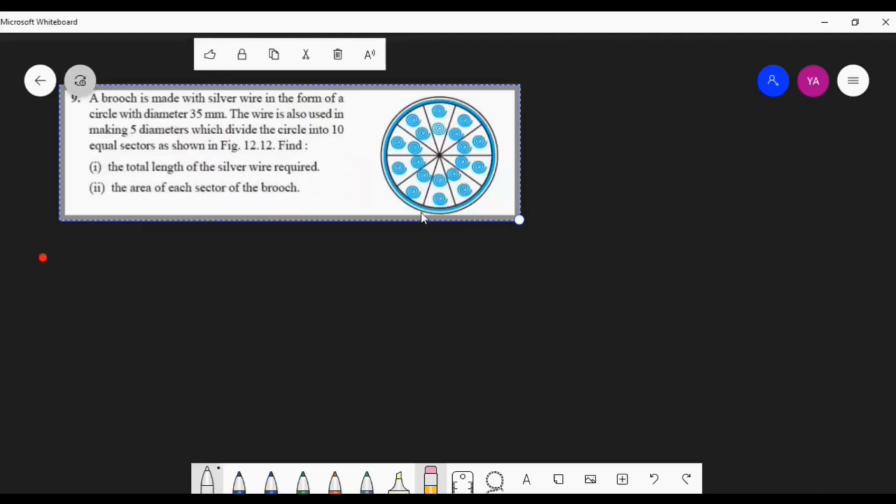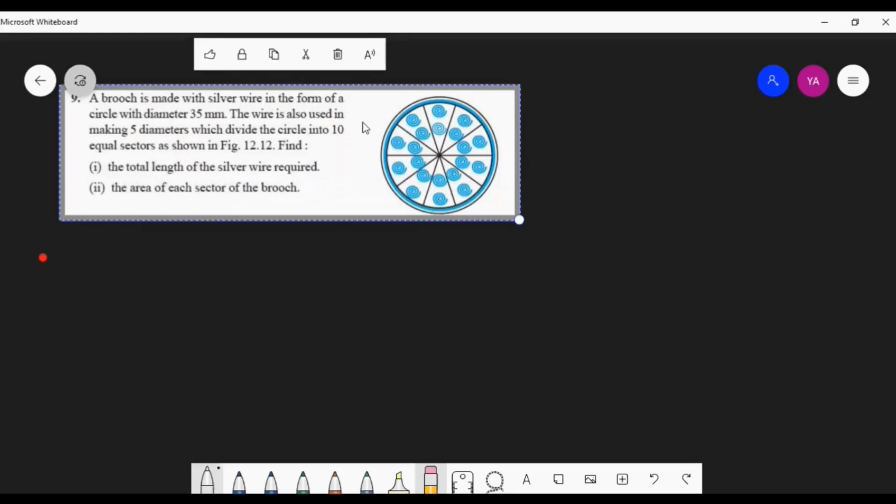So I hope the picture is clear. This brooch, some ornament, is made with some silver wire. The circle or the boundary is made with the silver wire, and also these 5 diameters are made with silver wire. So, first sub question, the total length of the silver wire.